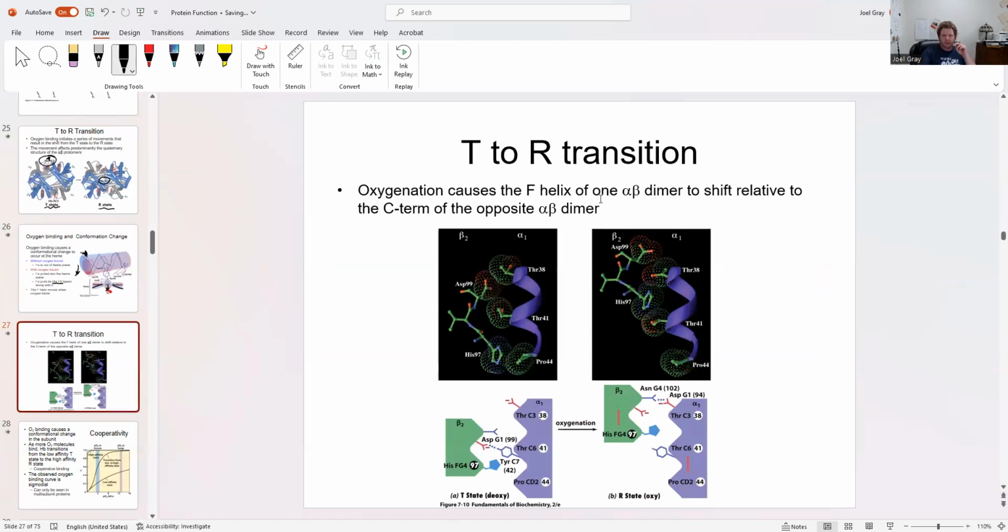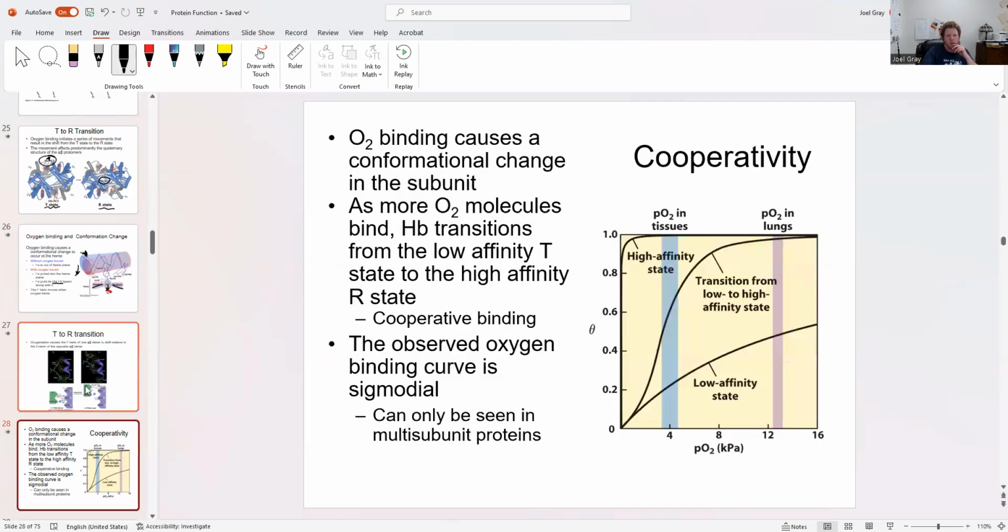So oxygenation causes that F helix of one alpha beta dimer to shift relative to the C termini of the opposite alpha beta dimer. So here's what we're looking at. This F helix was close in proximity to one part of the other dimer. Now it has a different position. O2 binding causes a conformational change, or a shape change, in the subunit. As more O2 molecules bind, hemoglobin transitions from the low affinity T state to the high affinity R state.